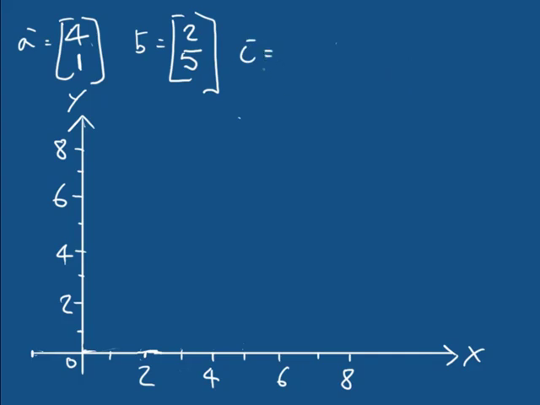So we've got A, we've got B. I'm going to make B not travel quite as far in Y, so maybe 2 units in Y. And I'm going to make B travel a little bit further in X, so maybe 3 units in X.